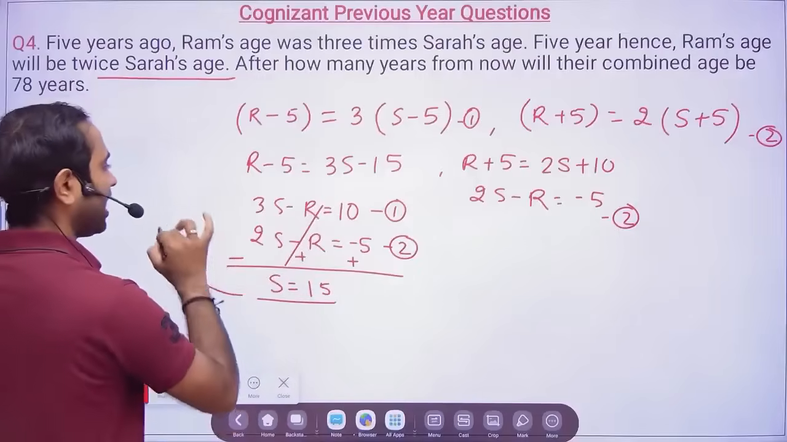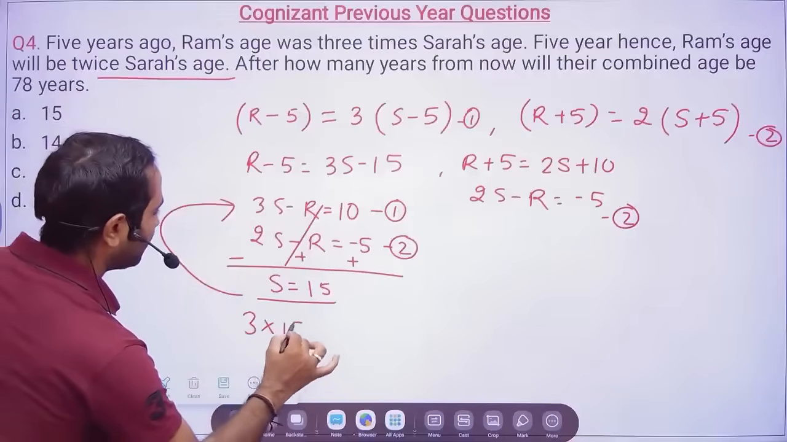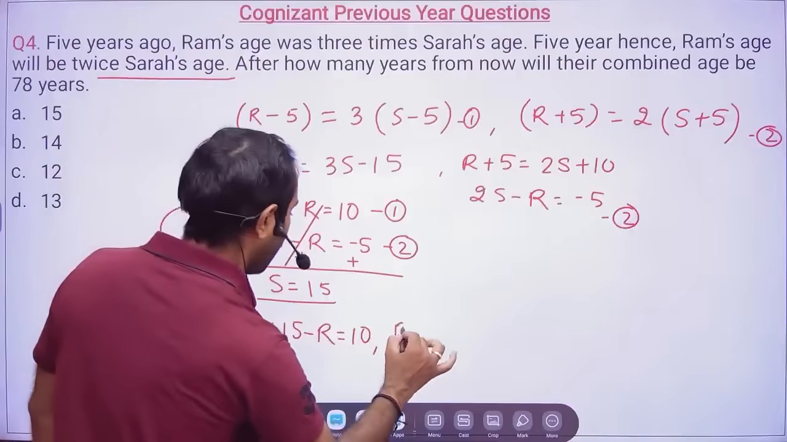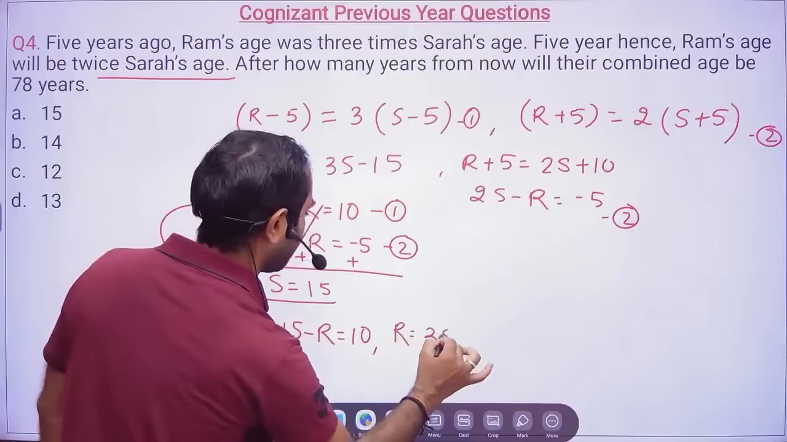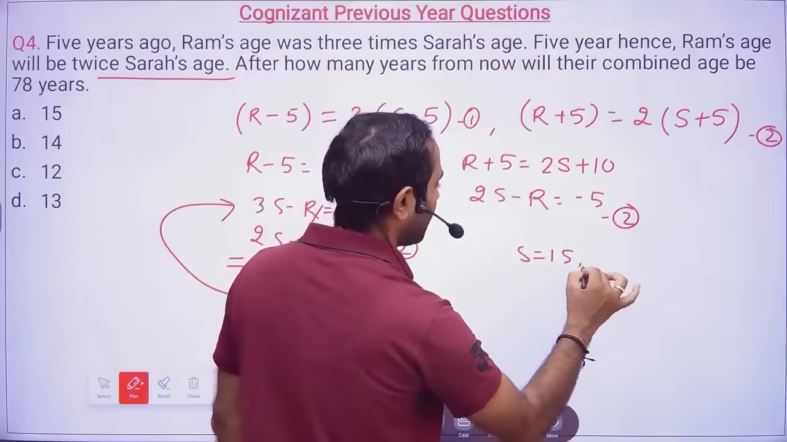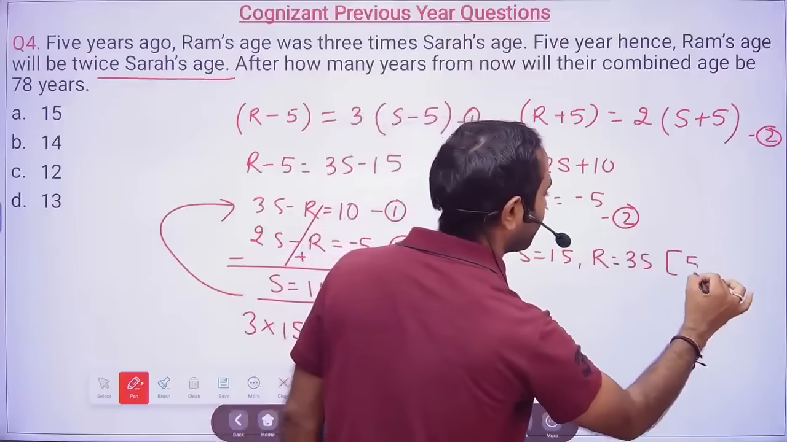Now put this in any one of the equations. So 3 into 15, S is 15, minus R is equal to 10. So R will be equal to 35. Okay, my dear friends. So S is 15 and R is 35. That means total is nothing but 50.